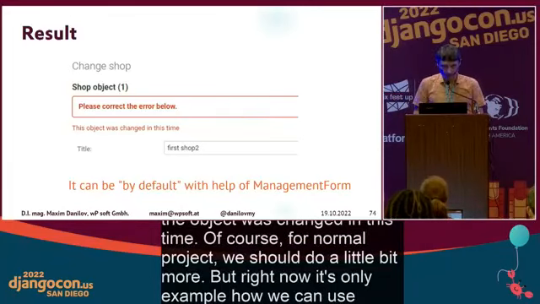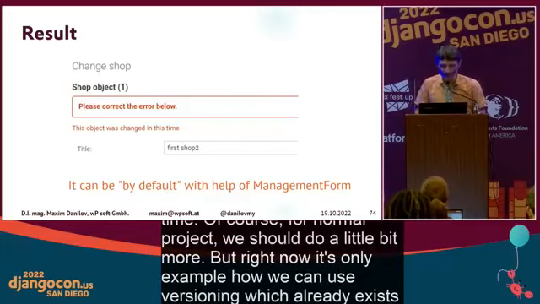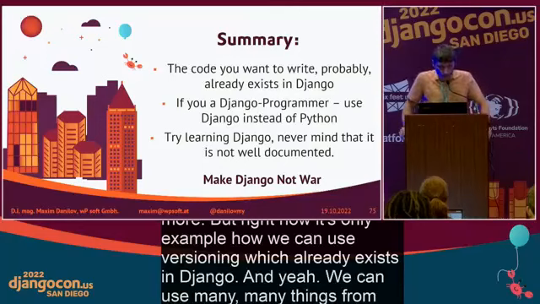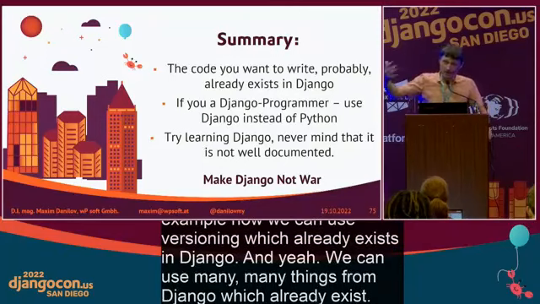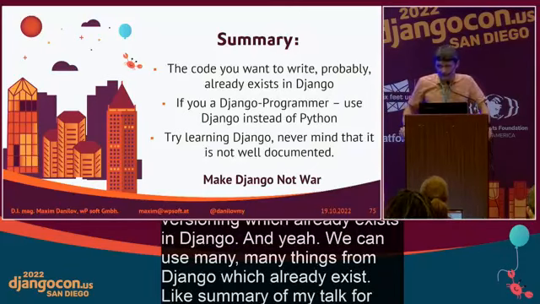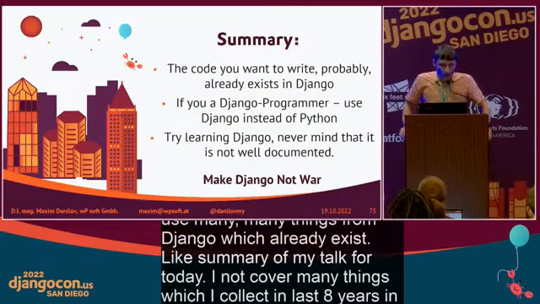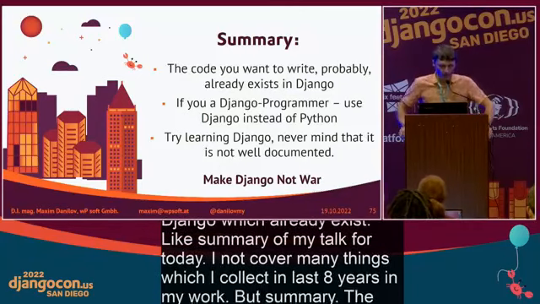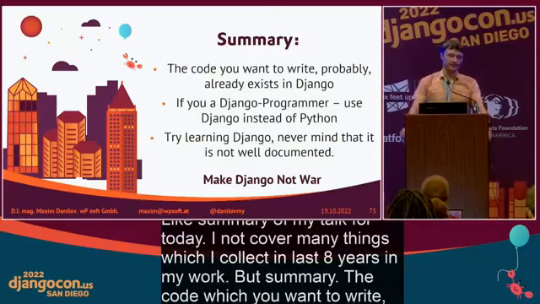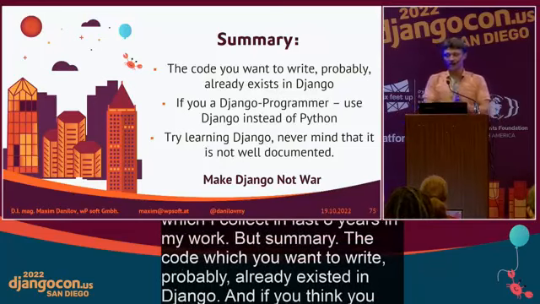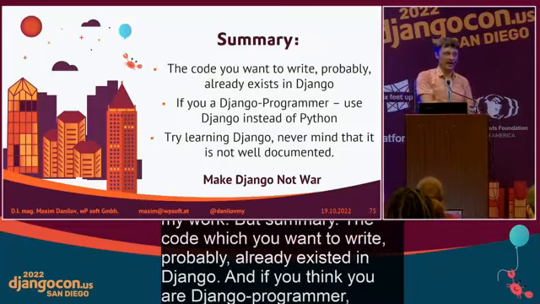And yeah, we can use many things from Django which already existed. Here is a summary of my talk for today. I did not cover many things which I collected in the last 8 years in my work, but in summary: the code which you want to write probably already exists in Django. And if you think you are a Django programmer, please try to use Django instead of Python.